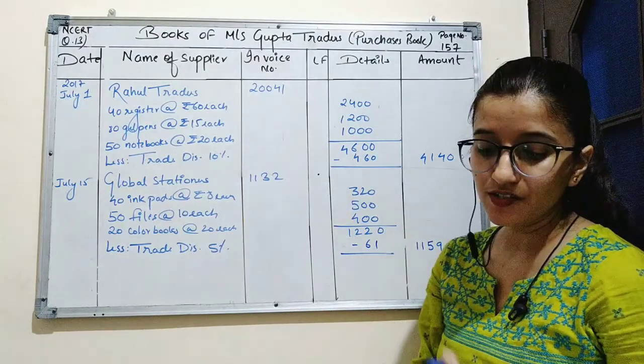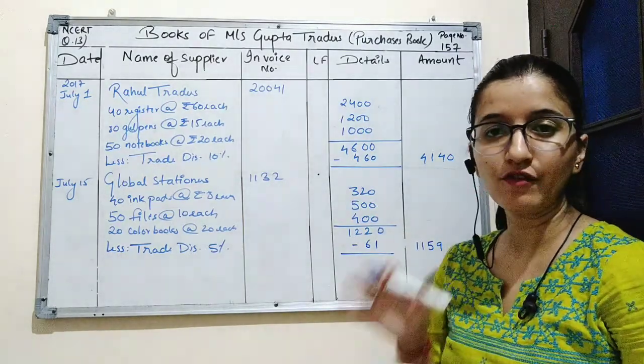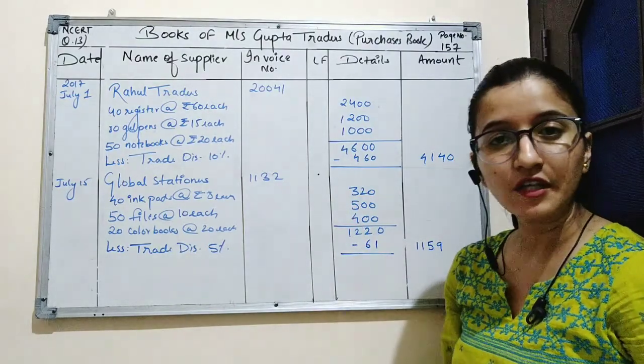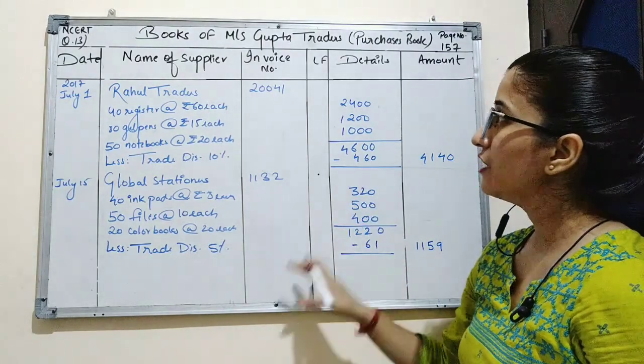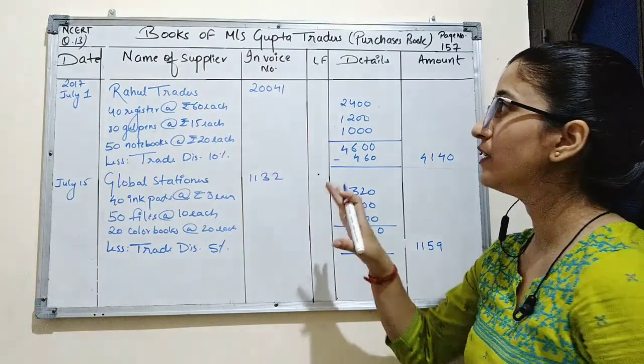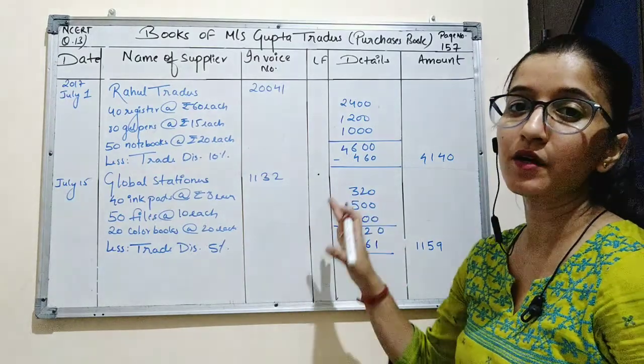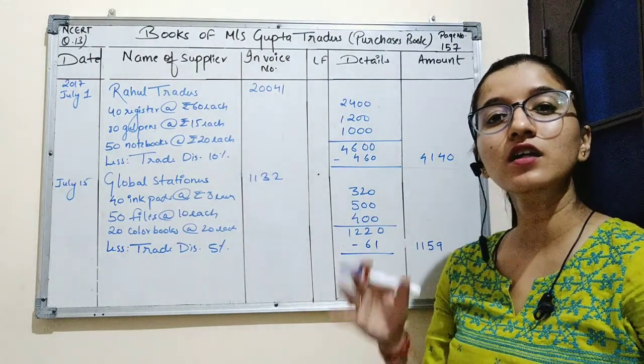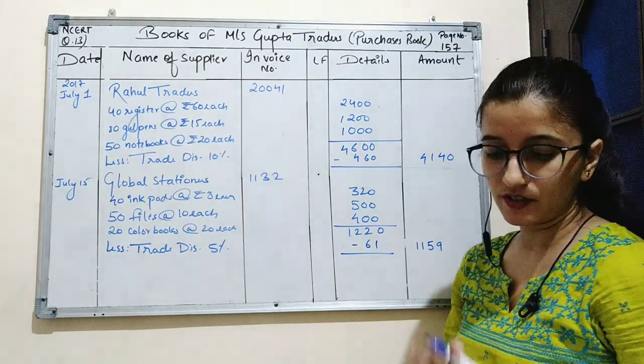Now the third transaction is on 23rd July 2017, purchased from Lamba Furniture as per invoice number 3201. Now this transaction of purchasing furniture will not be recorded in the purchases book because furniture is an asset. Furniture is considered as an asset and we do not record any asset in purchases or sales book. Assets are recorded in the journal book. So we will not record this transaction.